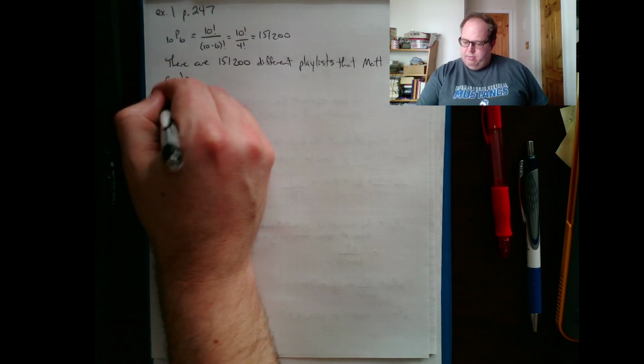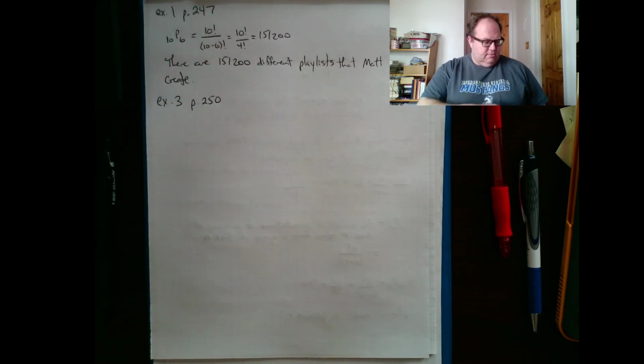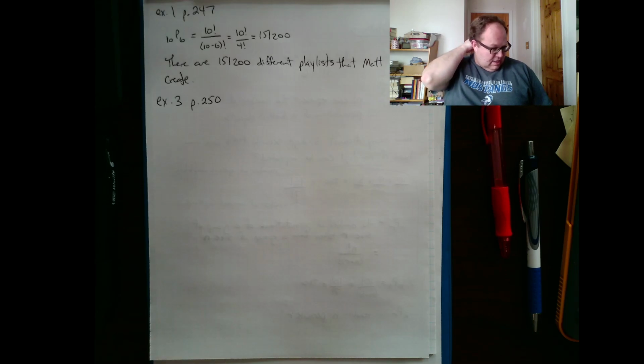Sometimes you need to expand upon this a little bit. Example 3 on page 250. We have Tanya, who needs to create a password for a social networking website she registered with. The password can use any digits from 0 to 9, or any letters of the alphabet. The password is case sensitive, so she can use both lower and uppercase letters. A password must be at least 5 characters long, at most 7 characters long, and no characters can be repeated. How many different passwords are possible?